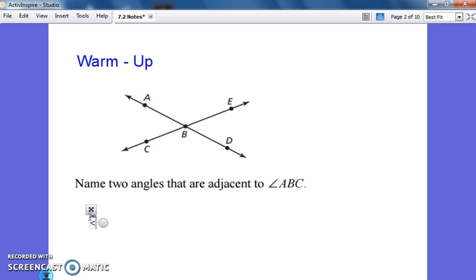So angle, let's try that again. Angle CBD is adjacent, and then this line here is being shared with angle ABE, which is adjacent. So angle ABE.